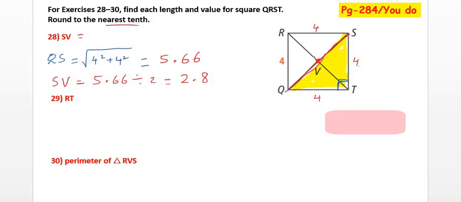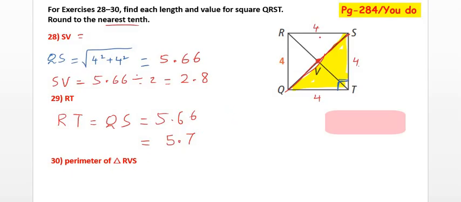Now they are asking how long RT is. So RT will be the same as QS, right? Because both the diagonals are congruent to each other, and we found the value of QS. It's 5.66, rounded to the nearest tenth, so we will write it as 5.7. Clear? Next they said find the perimeter of the triangle RVS.